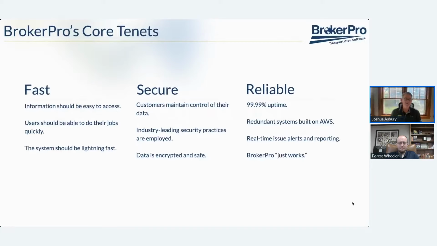And so that goes into some of the core tenets that I discussed during our launch webinar of the BrokerPro 5.0. To remind everybody, we have really three core tenets of the company and of the product. We want the product to be fast, which means information should be easy to access, the users should be able to do their jobs quickly, and the system should be just lightning fast. It needs to be secure, and you as the customers maintain control of your own data. We employ industry-leading security best practices, and your data is encrypted and safe in transit and at rest.